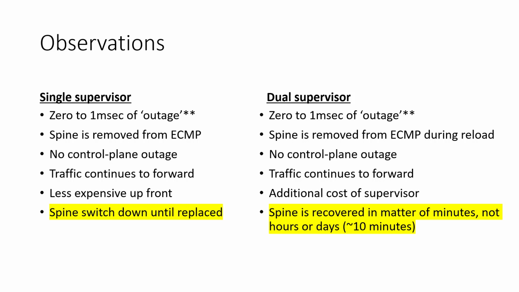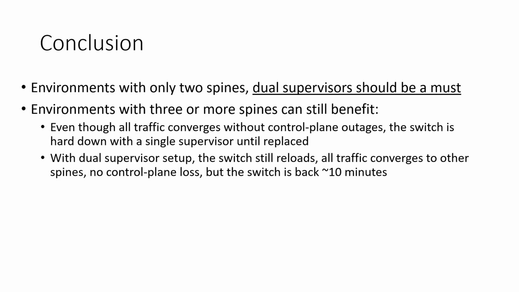In a three or more spine setup, both are valid options, and it's really going to depend on a lot of different things about your environment. So in conclusion, we know that environments with only 2 spines, dual supervisor should be an absolute must. Environments with 3 or more spines can still benefit from dual supervisors, right? In both scenarios, the traffic converges without any control plane outages, and you still experience 0 to maybe up to 1 millisecond of an outage, once again, if you call it that, right?